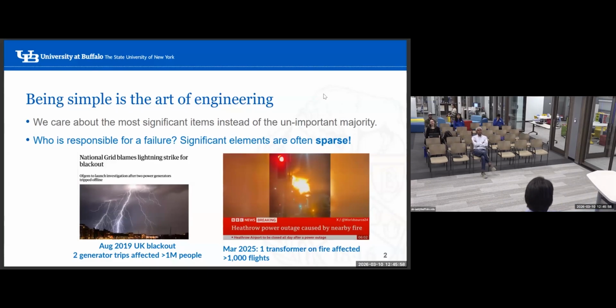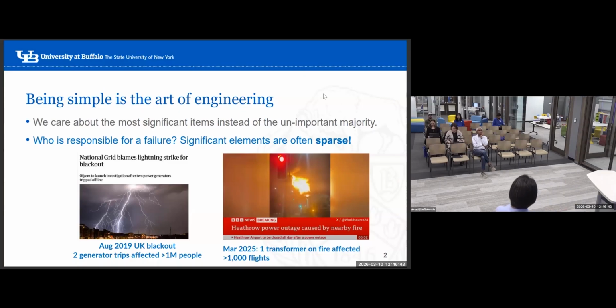Two real events can illustrate this. In 2019, there was a serious blackout in the UK, affecting more than 1 million people. But the root cause was a lightning strike, causing disconnection of 2 generators. And later, last year, there was also a power outage at the UK Heathrow Airport, shutting down the airport for the whole day, affecting more than 1,000 flights. But that was originally due to a fire in a nearby substation, affecting one transformer device. So as you can see, although the impact could be huge and the consequence widespread, the root cause or the dominant failure source is usually very sparse.